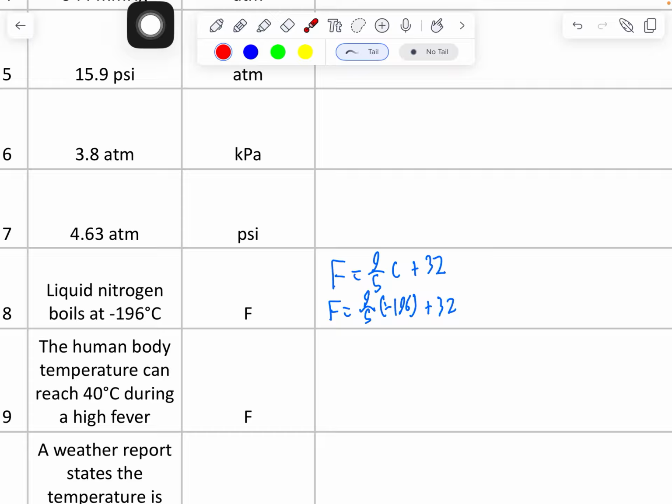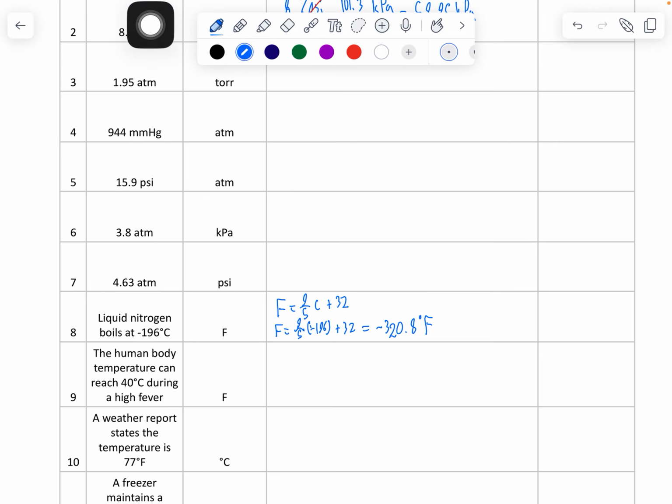And at that point, we can just add 32, to which we will get negative 320.8. Make sure you include degrees Fahrenheit.